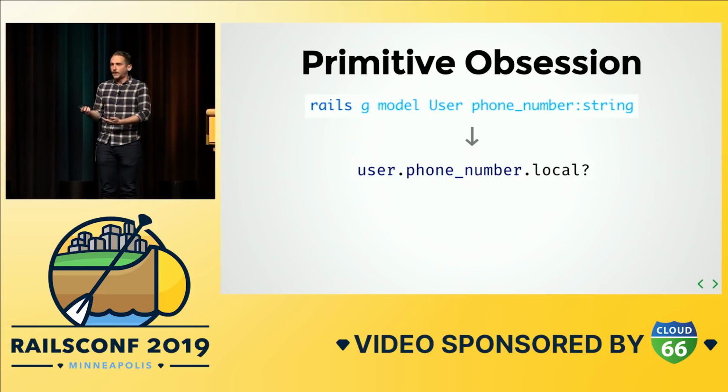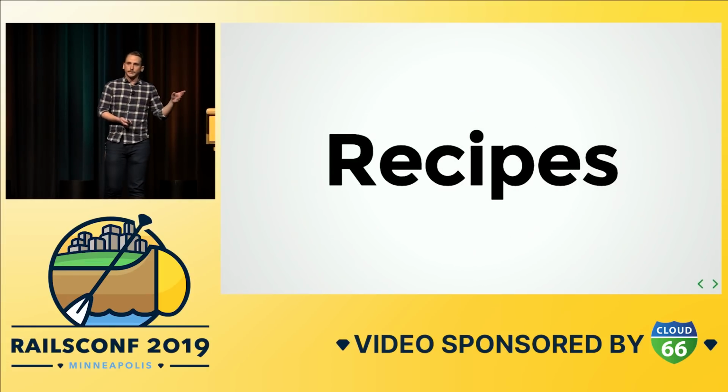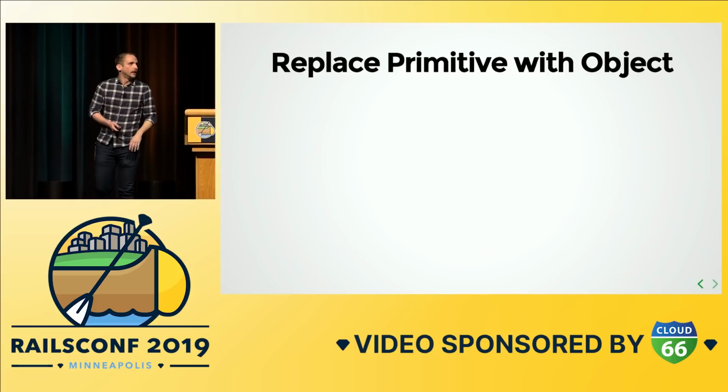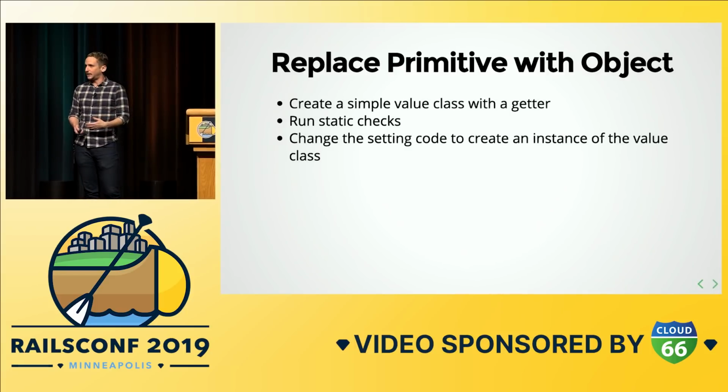The question is, when you find that you have this problem, what do you do? And the nice thing is there are a handful of recipes. We're going to look at two in particular. We're going to look at replace primitive with object, which has this picture in Fowler's refactoring book. It's got some steps. They're broadly: make a class, make sure you didn't make any syntax errors, use the class, make sure the tests pass.